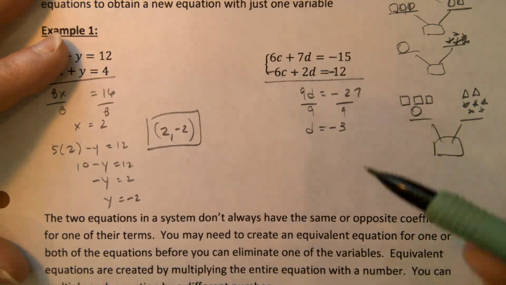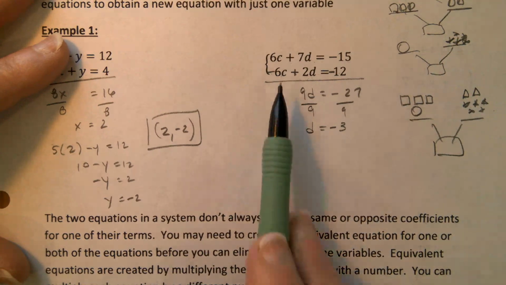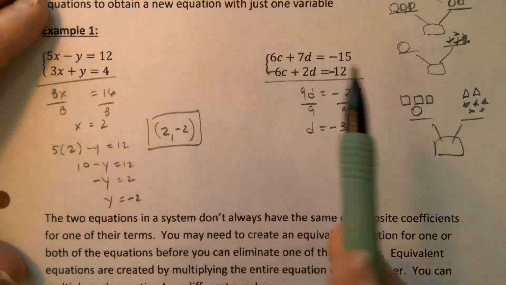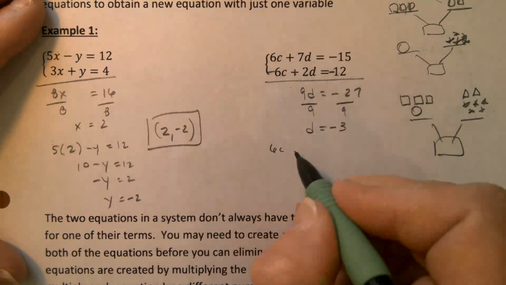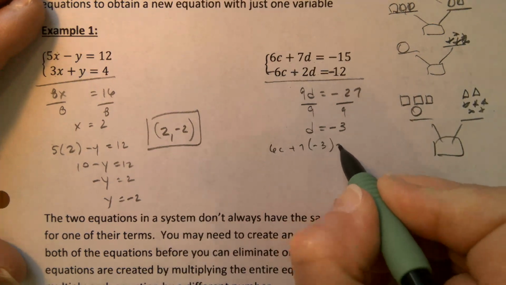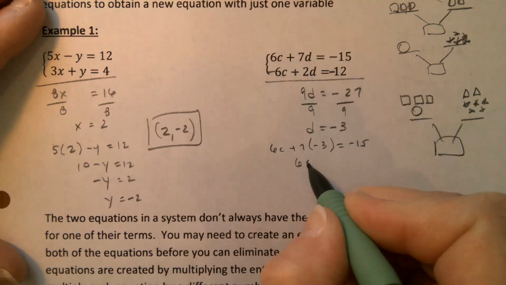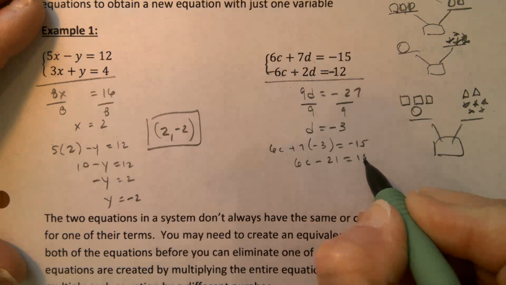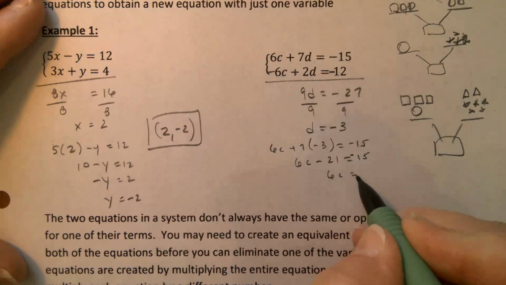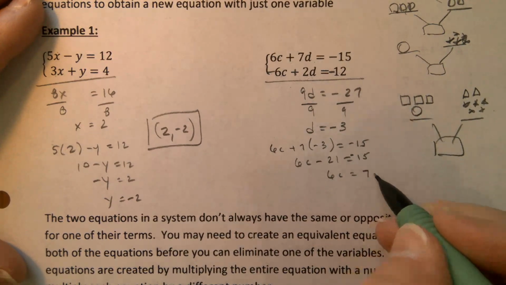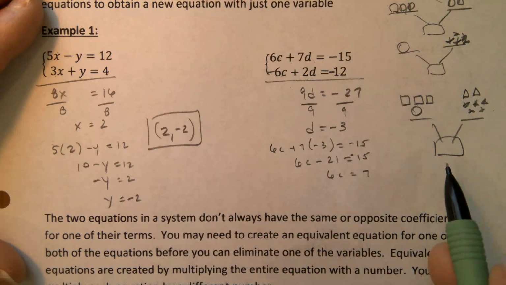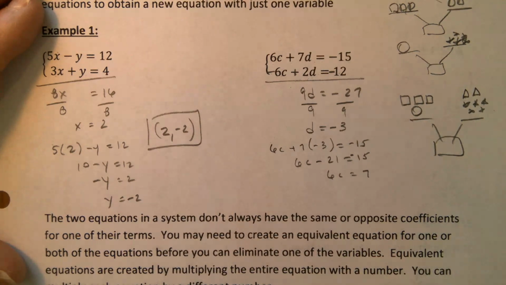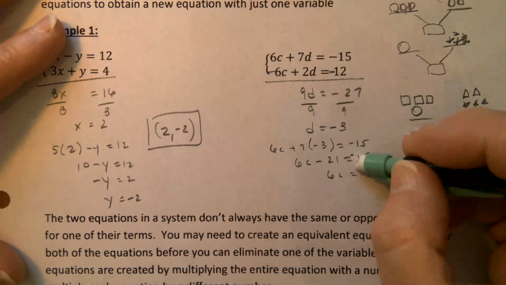I can then plug it back in, and again, I can plug it into either one of the equations. If I plug it in here, I'll have 6c plus 7 times negative 3 equals negative 15. 6c minus 21 equals negative 15. 6c equals 7, because 21 minus 15 would be 7, I think. Let's check this out. Negative 15 plus 21. No, I'm lying to you. It's 6.